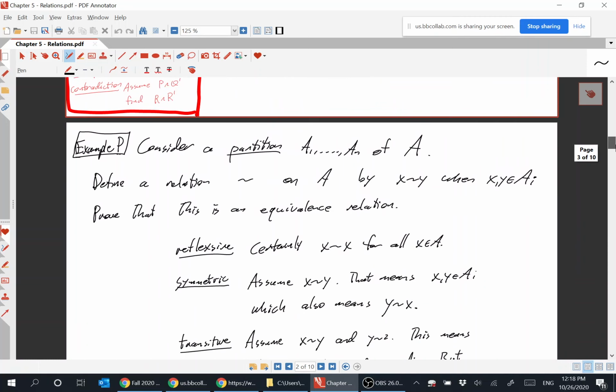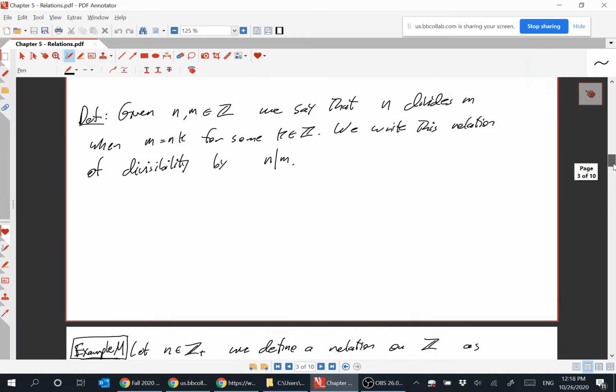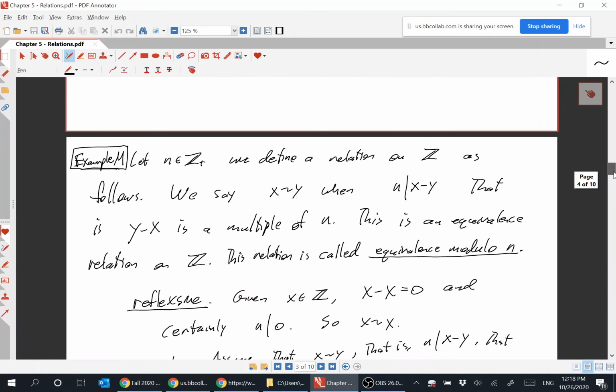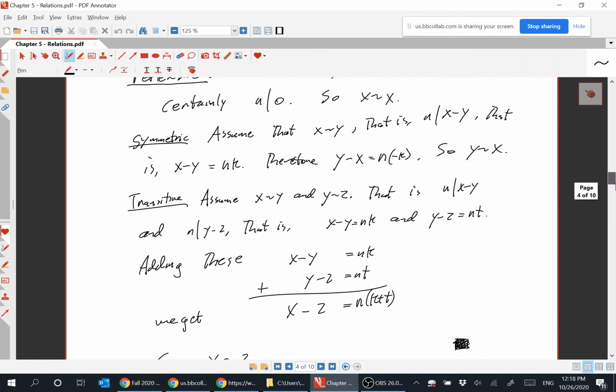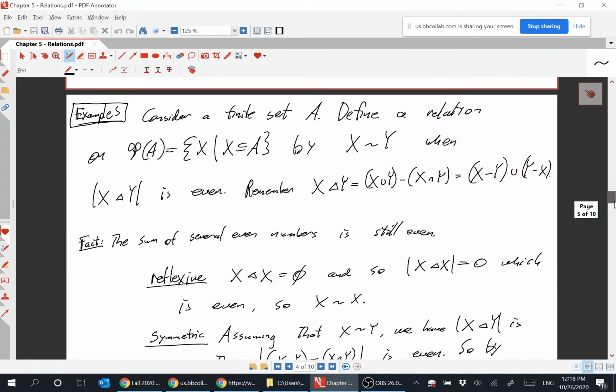We had the example P, the partition of a set A into subsets. Example M, equivalence relation on the integers modulo M or modulo N. That was an equivalence relation. And then example S, where we took the subsets of a finite set and we said that X is related to Y when their symmetric difference had even order.